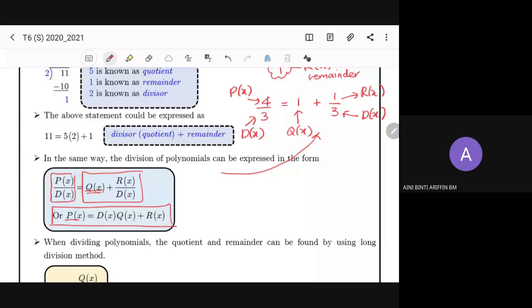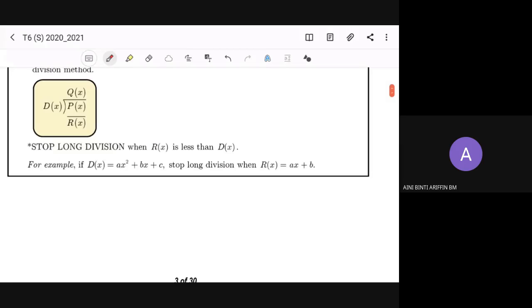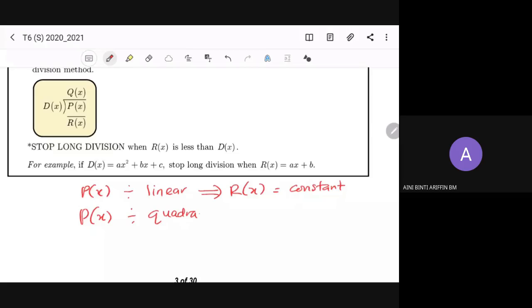Okay, next. If we divide a polynomial by a linear function, the remainder will be a constant. If we divide the polynomial by a quadratic, then Rx will be in the form ax plus b. Okay? Next.